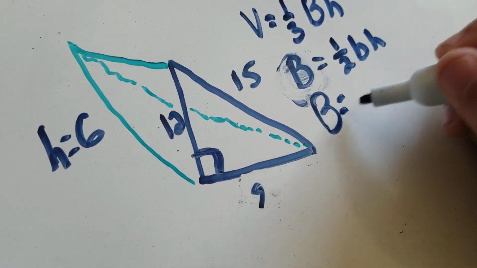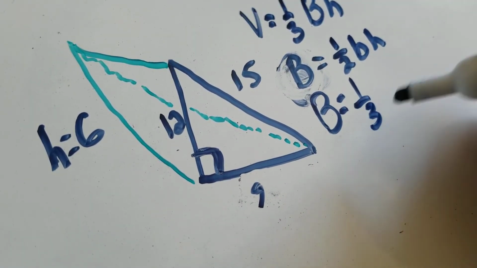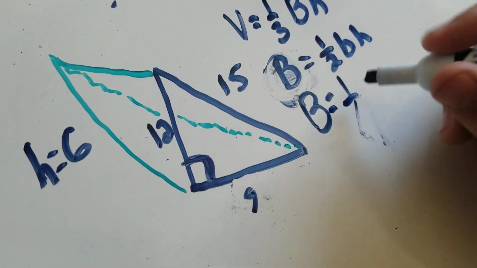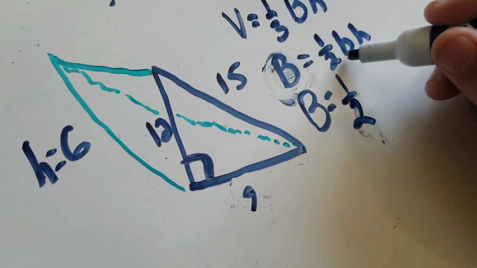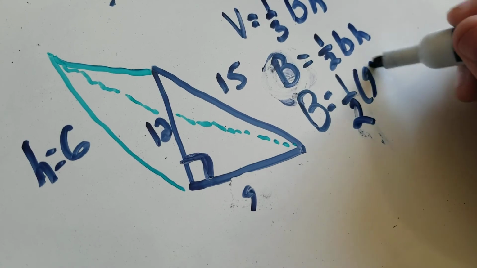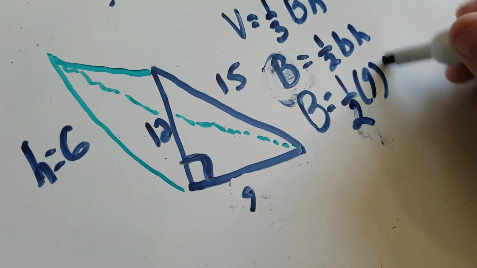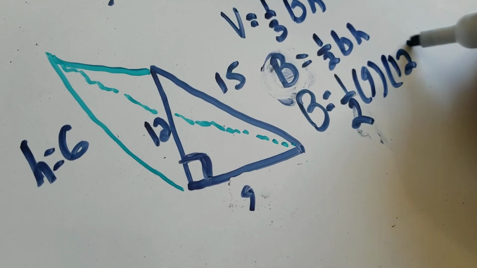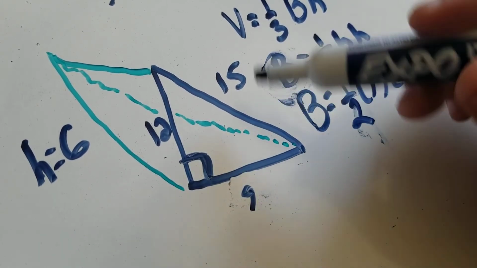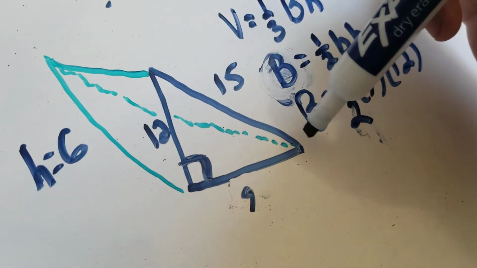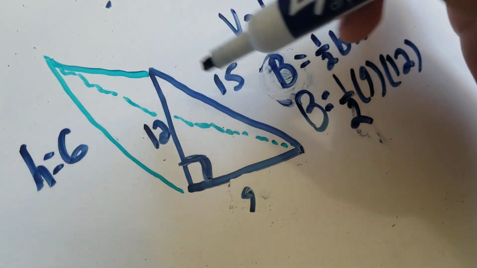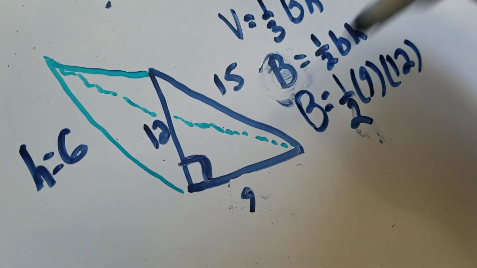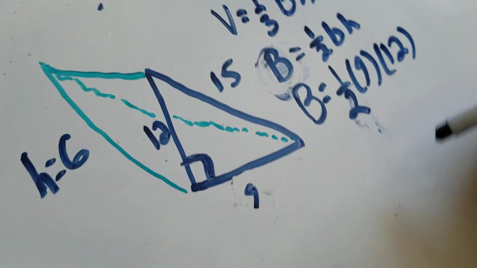So capital B, the big base, is 1/2 times the little base. I'm going to call it 9, but if you called the base 12, that's fine. And the 2D height is 12, but if you called the height 9, that's fine. But definitely understand that 15 would not be the one included in this situation. So you have 9 and 12.